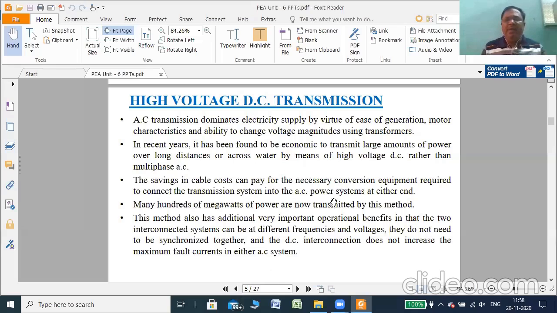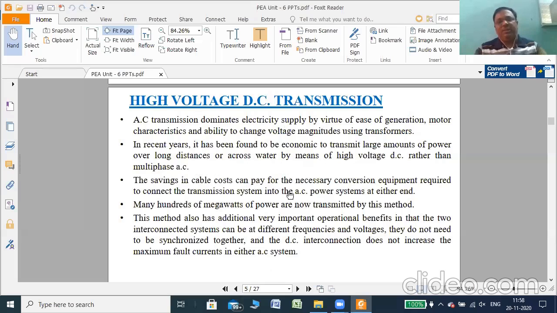where there are various HVDC transmission systems. So monopolar HVDC transmission system, bipolar, homopolar, and back-to-back tie connection. These are the types of HVDC transmission systems. Okay, so we'll see one by one. We'll go first for the monopolar high voltage DC transmission system.